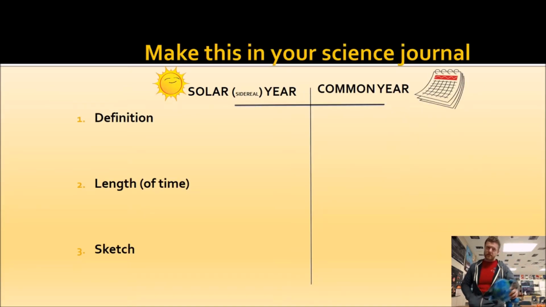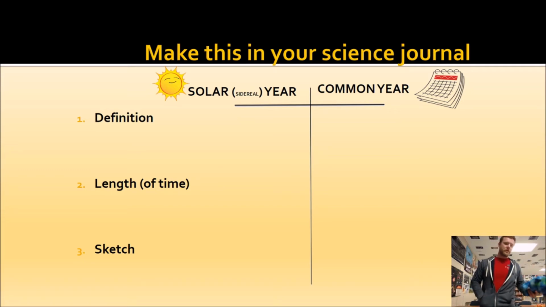All right. In your science journal, I would like you guys to write down this little T-chart. There's what's called a solar year, or a tropical year, and then there's what's called a common year. If you look at these pictures that you see on the screen right now, one has to do with the sun, one has to do with the calendar. The sun and the calendar don't match up at all. All right. This is going to hopefully help answer that question of why we have leap years.